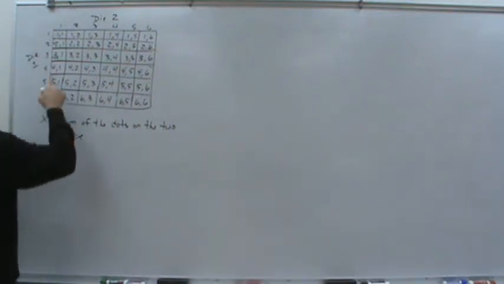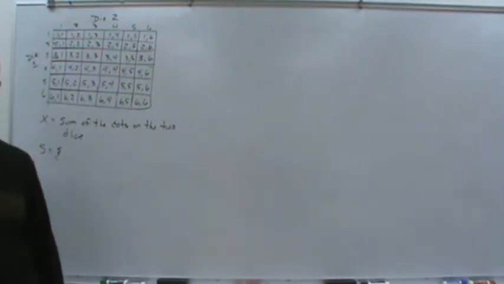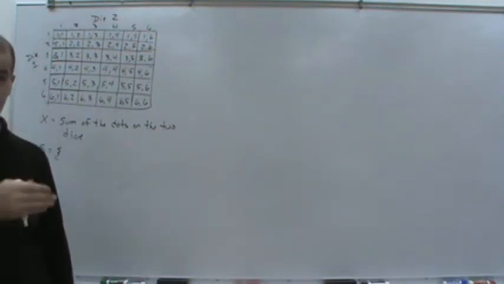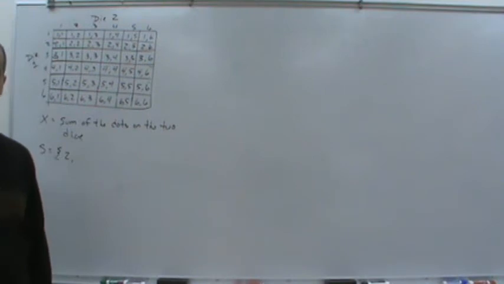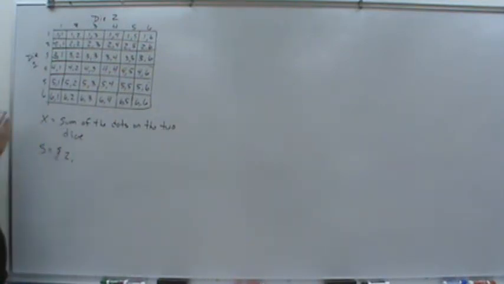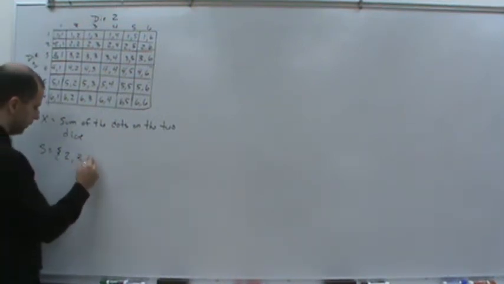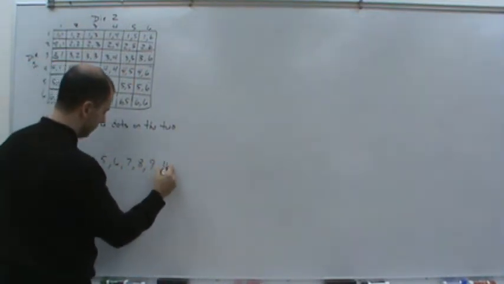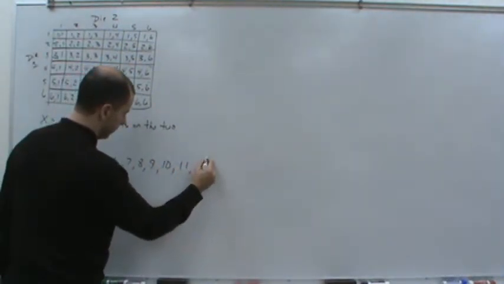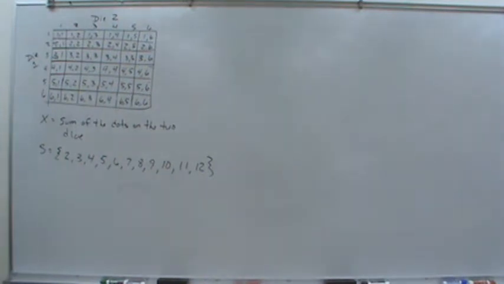Well, if we sum these up, the first one, what's the minimum sum that I could have? Well, the minimum two numbers on two dice is 1, 1, right? So the minimum sum I could get is going to be 2. And then I could get a 1, 2, which would give me 3. Then I could get a 1, 3, which would give me 4, and so it goes on up there. Now, what's the largest sum that I could get? Well, I could get a 6 and a 6, which is 12. So the possible outcomes for X would be 2, 3, 4, 5, 6, 7, 8, 9, 10, 11, and 12. Okay? So that's our sample space.